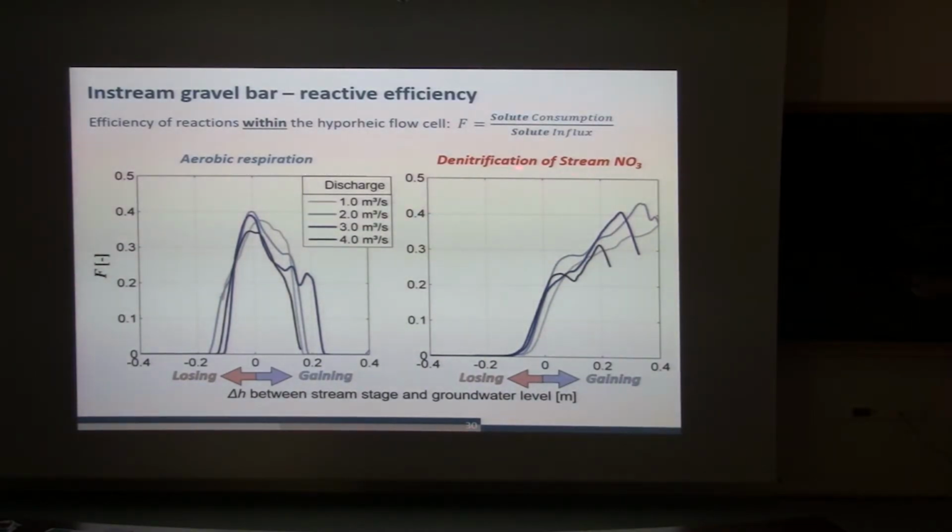If we look at the denitrification, sorry, this was for aerobic respiration, by the way. Sorry, this is denitrification of stream-borne nitrate, and this is again just the efficiency, so the ratio between how much of what is received can be removed. And there we see, in this case, interestingly, that the efficiency increases with the gaining flux, which does not mean that more is denitrified. It's just the efficiency. If the gaining flux gets larger, we have less flow through the hyporheic zone, less water going through it, but this little flow is denitrified more efficiently.